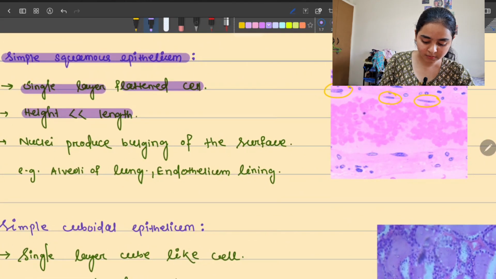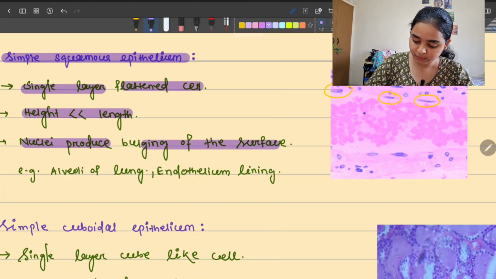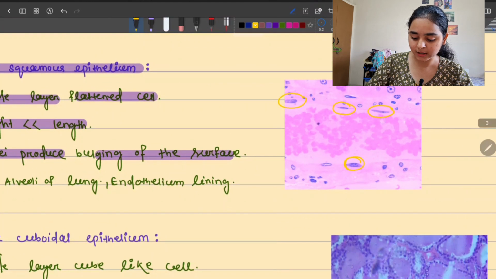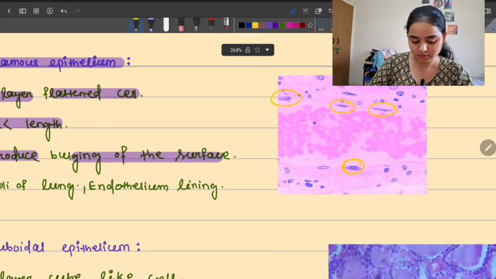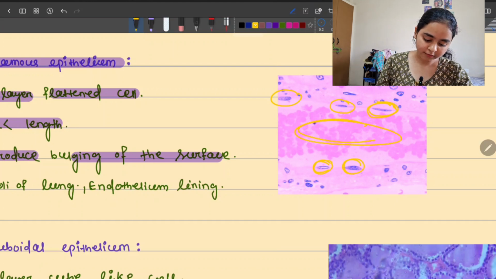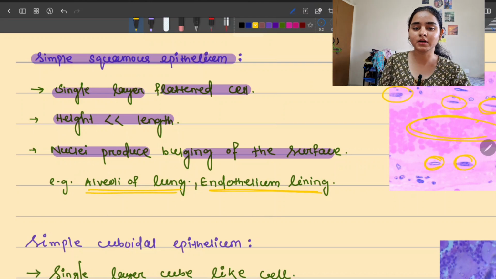The nuclei produce a bulging in the surface, and you can clearly see here the nuclei produces the bulging towards the surface. This is an endothelial lining. Endothelial lining has the simple squamous epithelium. You can see these are the squamous epithelial cells, and these are the RBCs present in the endothelium. So where can you find simple squamous epithelial cells? These are found in the alveoli of the lung and the endothelial lining. There are other examples also, but you do not have to remember every example. Remember only the important ones.